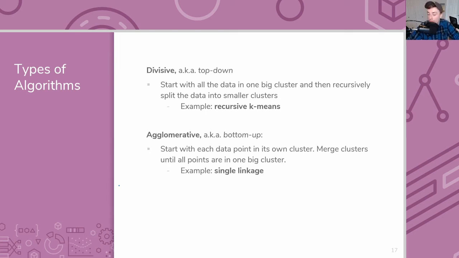The alternative, the one that we'll talk about in class, is agglomerative clustering, or bottom-up. The big idea there is every data point starts in its own cluster, and then you somehow come up with a strategy for merging clusters together until they're all in one big cluster. And the example algorithm we'll talk about here is single linkage, but we'll talk about that in class.